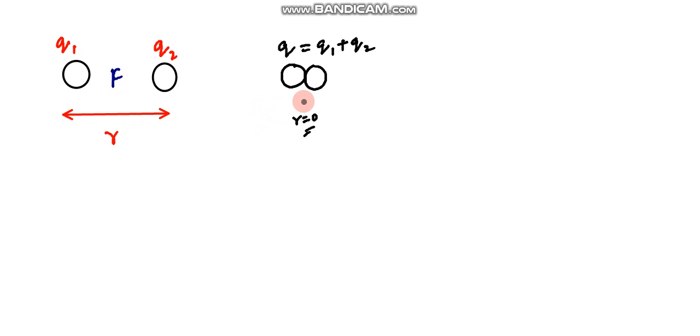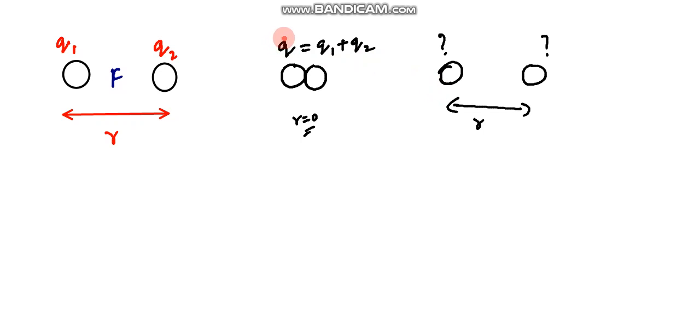Now I am again separating these two spheres. Initially they were separated by a certain distance r, right? So after contact I am separating them to the same distance of separation, the same distance r. Now what is the charge on the first sphere and what is the charge on the second sphere? As I said, these are identical spheres, right? Therefore when you separate them, the amount of charge on both the spheres must be the same.